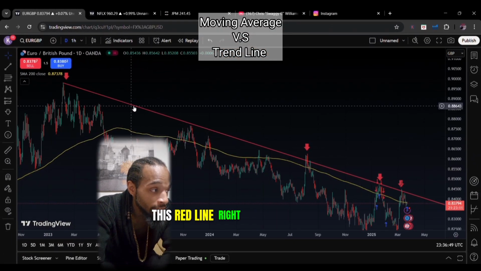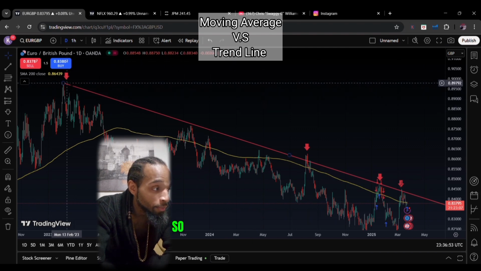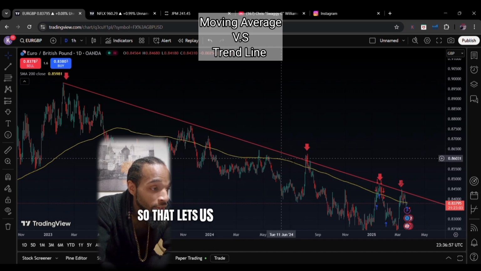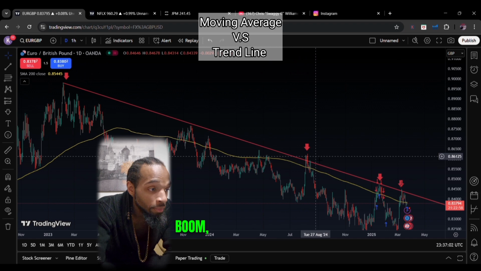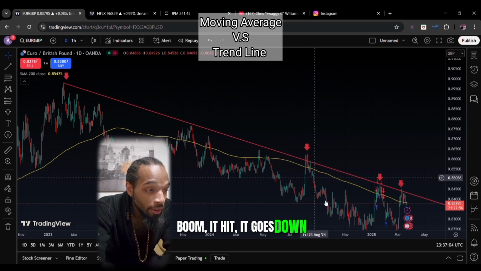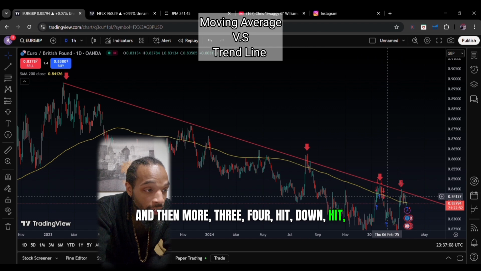This red line right here is the trend line. So we got 1, 2 touches, so that lets us know this is a good trend line right here. So boom, it hit, it goes down. Boom, it hit, it goes down. And then more, 3, 4, hit, down, hit, down.